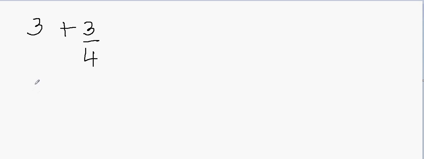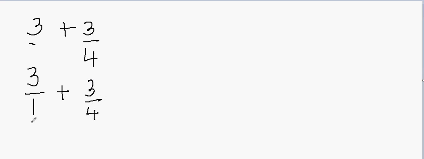So first of all, the first thing we have to do is to change this whole number to a fraction first. So I can write 3 as 3 over 1. So you're not changing the value of 3. It's 3 over 1 is same as 3, plus 3 over 4.